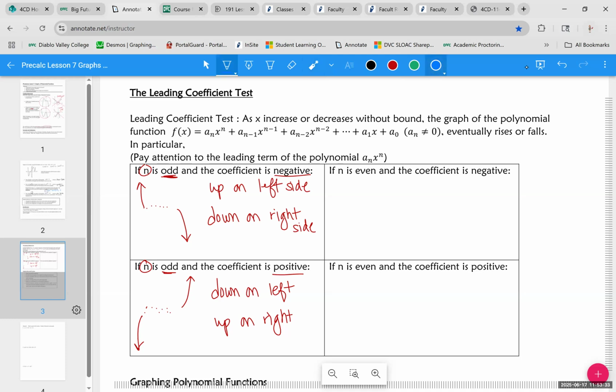So the difference for when the degree is even is it's going to do the same thing on both sides. So if that coefficient is negative, it's down on both sides. Again, I don't know what's happening in the middle. This could just be a parabola, or it could do a bunch of turning points in between. I don't know. So this is going to be down on both sides. And that will just switch again. If you have an even degree and a positive coefficient, it's up on both sides. Don't know what happens in here.